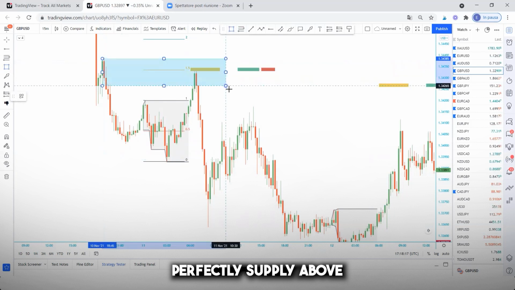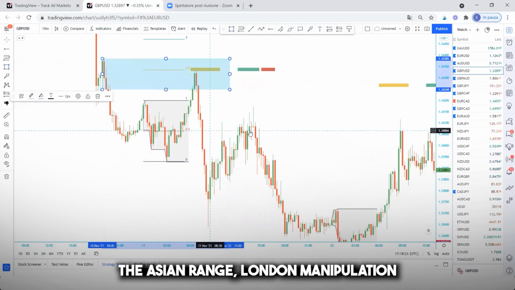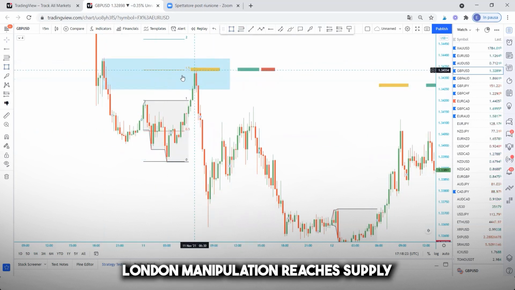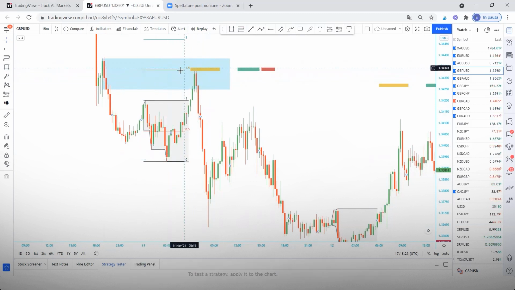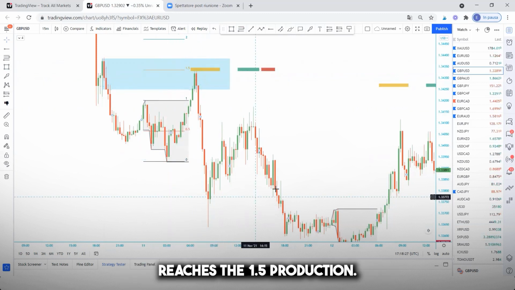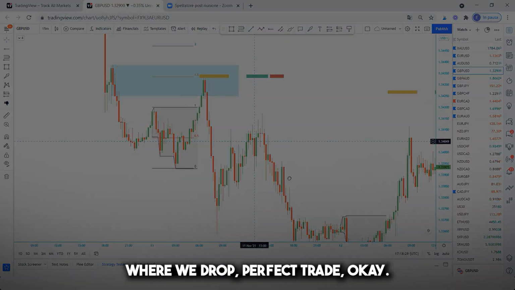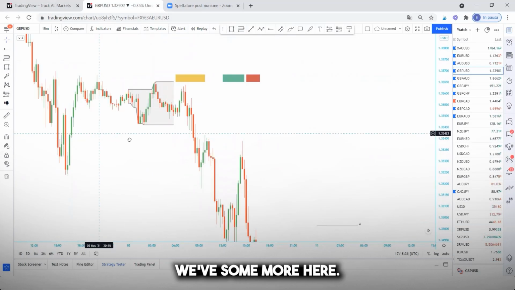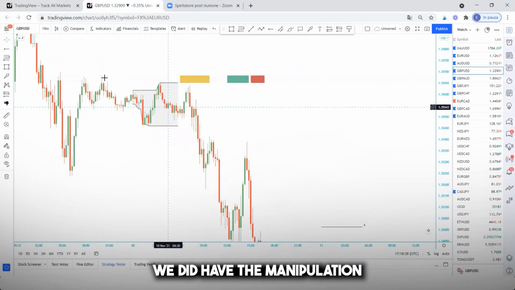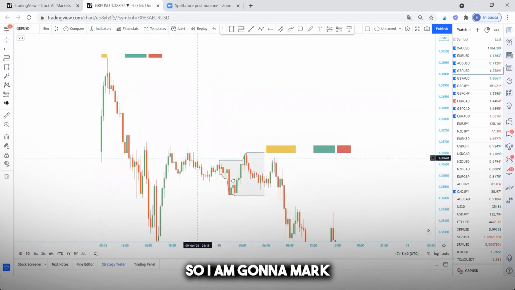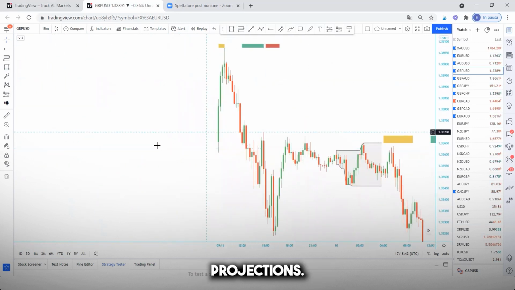Supply, okay, supply above the Asian range. London manipulation reaches supply, reaches the 1.5 projection, then we drop. Perfect trade, okay. Let's see if we have some more. Here, for example, we didn't have the manipulation, so I didn't mark the area, the projections.